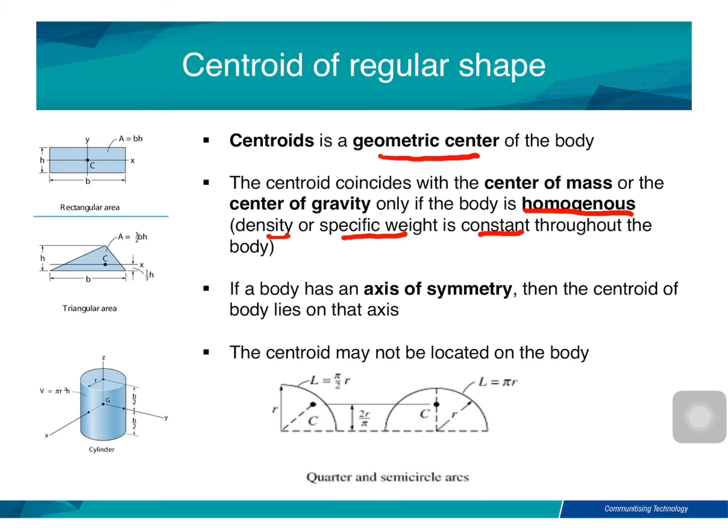So you can see here, this is the centroid for the rectangular area, and this is the centroid for the triangular area, and this is the centroid for the cylinder, and then this is for the quarter and semicircle. So these are the locations of the centroid.